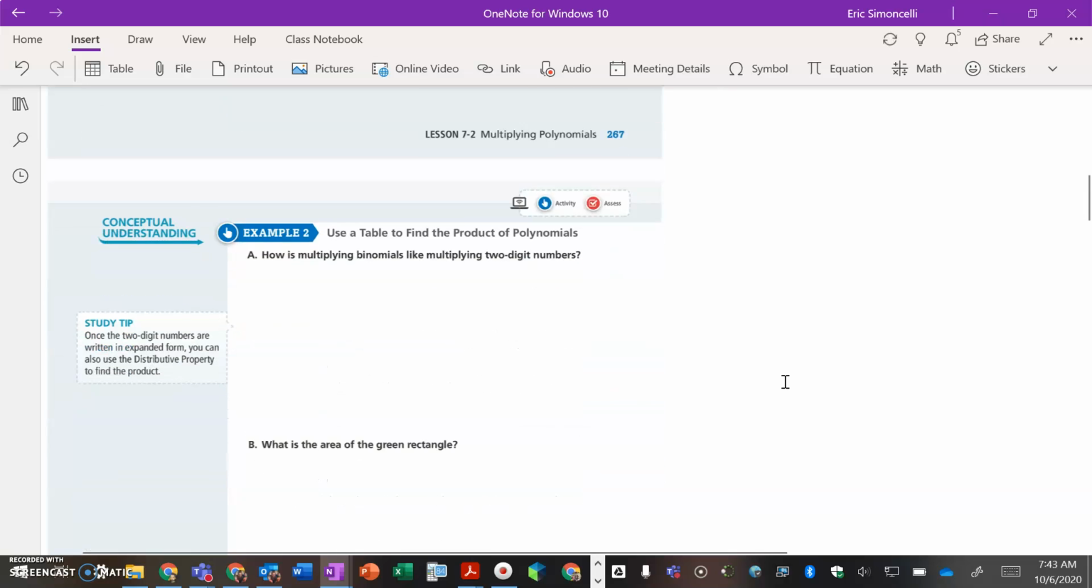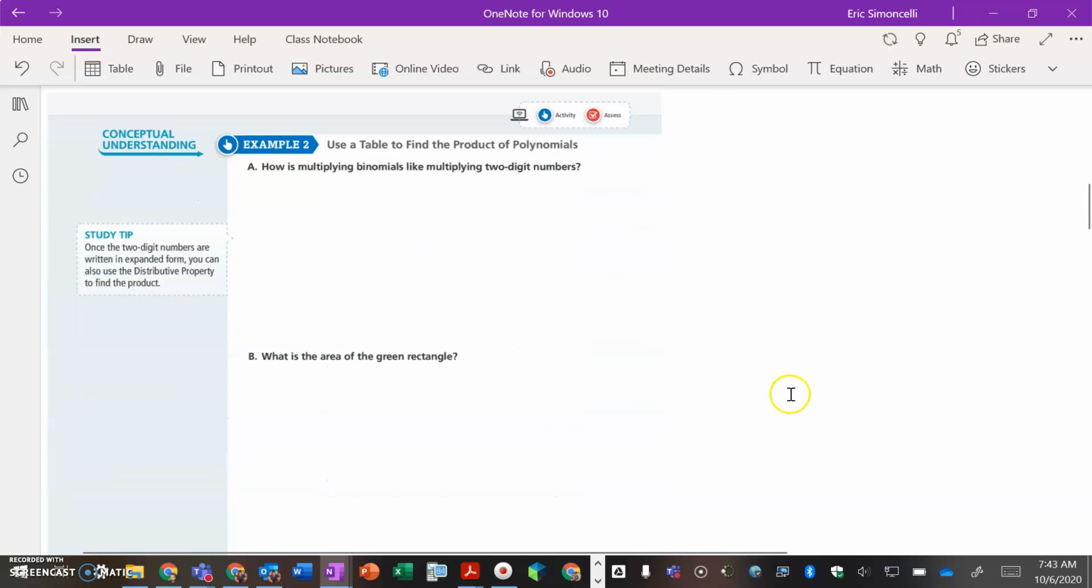Example 2. Use a table to find the product of polynomials. How is multiplying binomials like multiplying two-digit numbers? So what we're going to go ahead and take a look at is multiplying the expressions 15 times 8, but also x plus 5 times x plus 8 in a table.